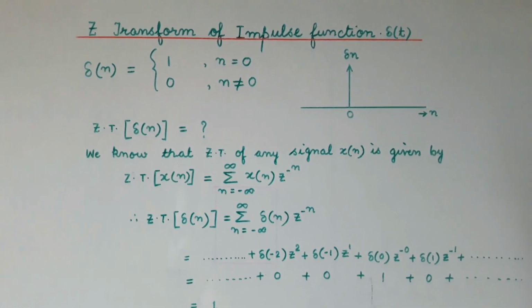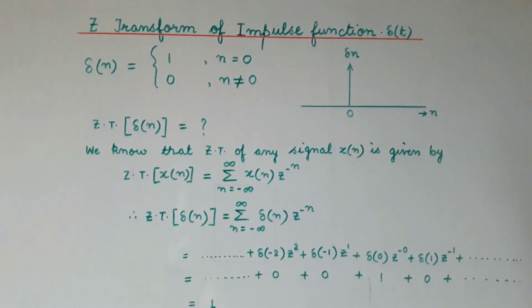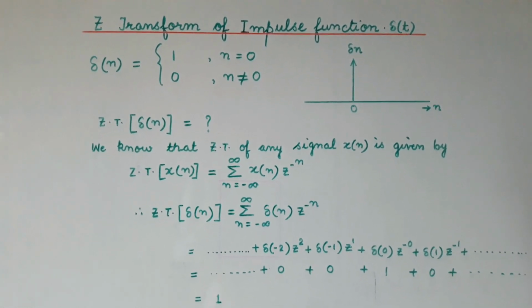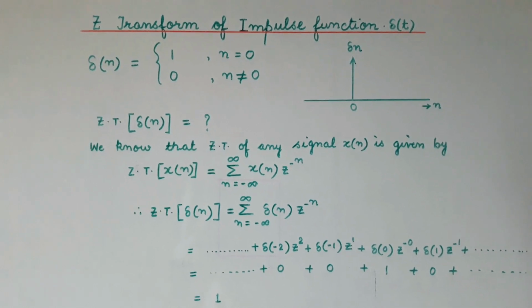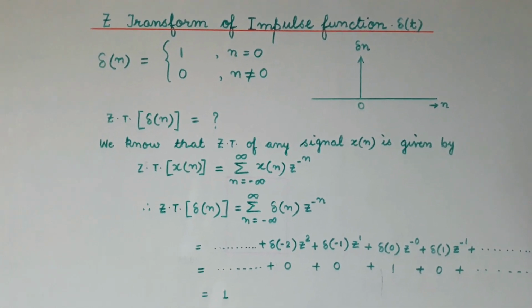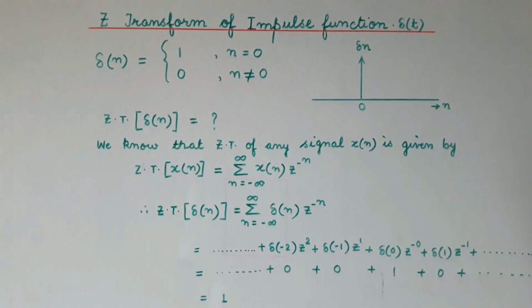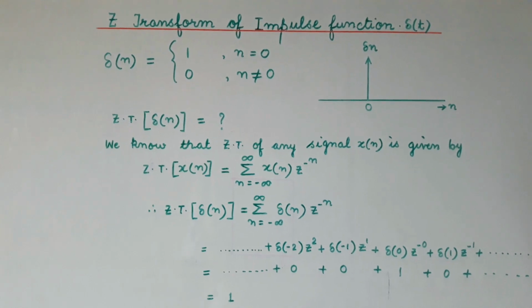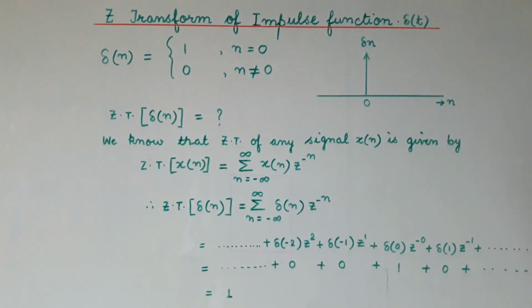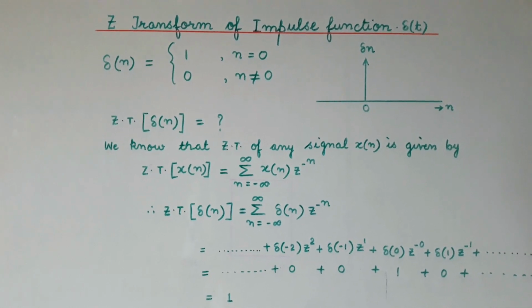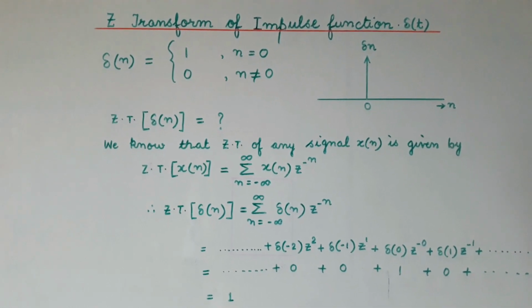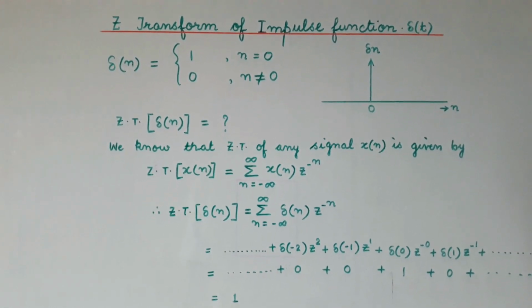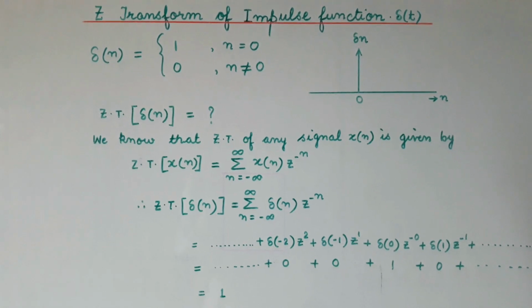We know that an impulse function is denoted by delta t, but here we are going to consider it as delta n, that means the discrete impulse function, because whenever we are asked to find the Z transform of an impulse function, that is obviously a discrete impulse function, because we are not going to apply the Z transform to a continuous signal. So, if we are asked to find the Z transform of an impulse function, that is definitely for the discrete impulse function only.